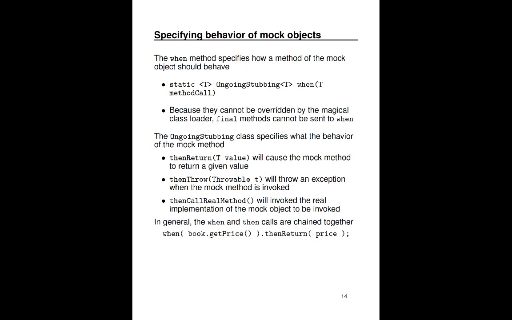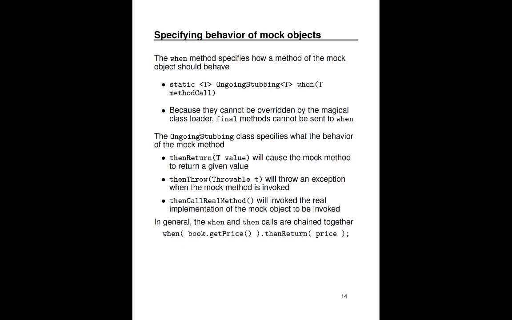Now, note that if you're mocking an object that has final methods, which interfaces won't have, but a class might, you can't use when with final methods because, well, they can't be overridden. Behind the scenes, Mockito does a lot with overriding methods in order to provide the bookkeeping that it does.